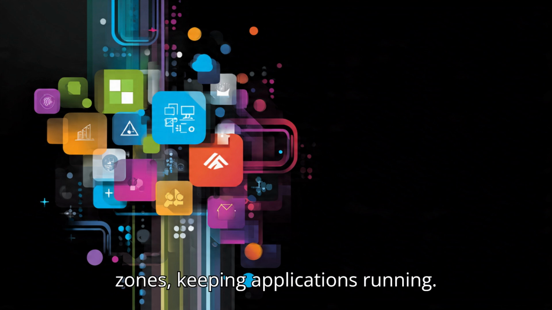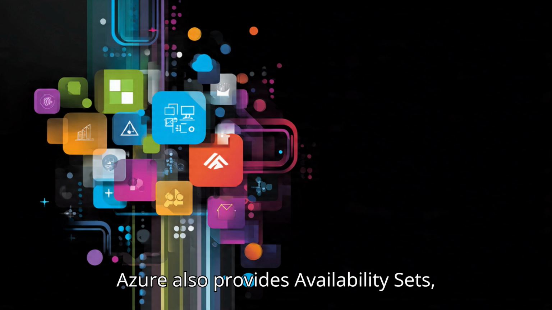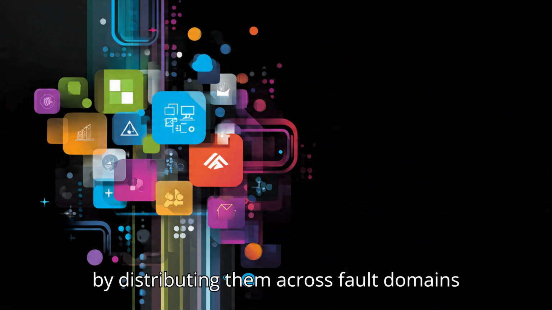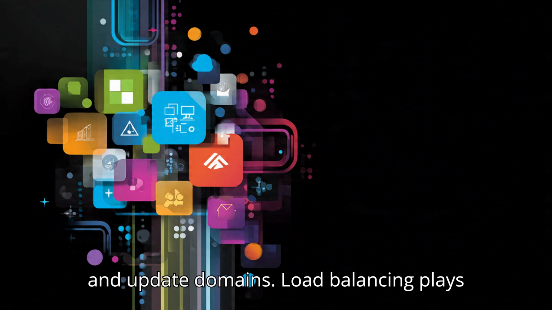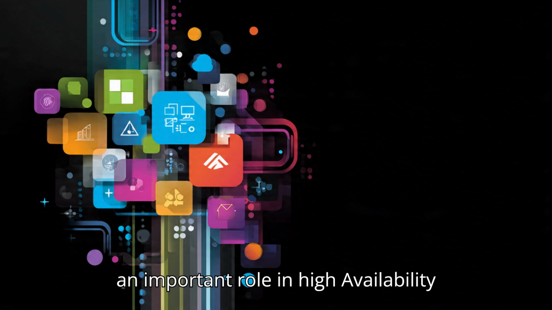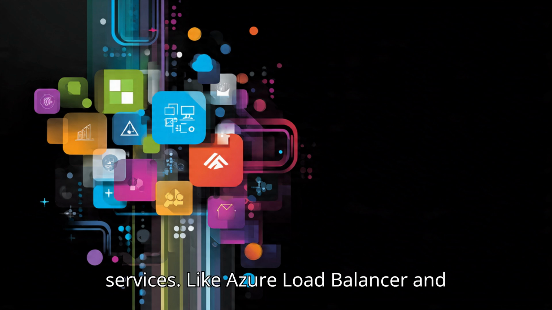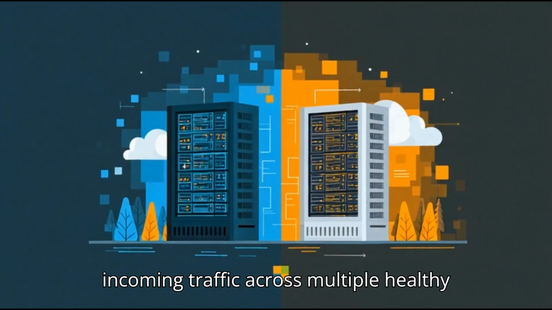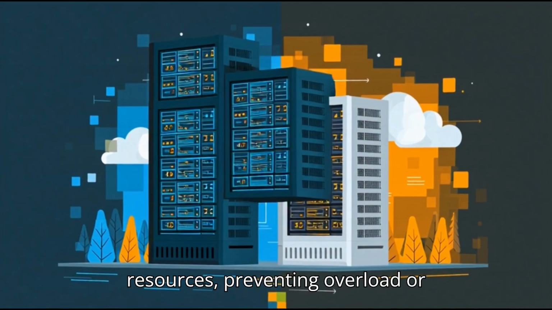zones, keeping applications running. Azure also provides availability sets, which protect virtual machines from hardware failures and plan maintenance by distributing them across fault domains and update domains. Load balancing plays an important role in high availability. Services like Azure Load Balancer and Azure Application Gateway distribute incoming traffic across multiple healthy resources, preventing overload or downtime.